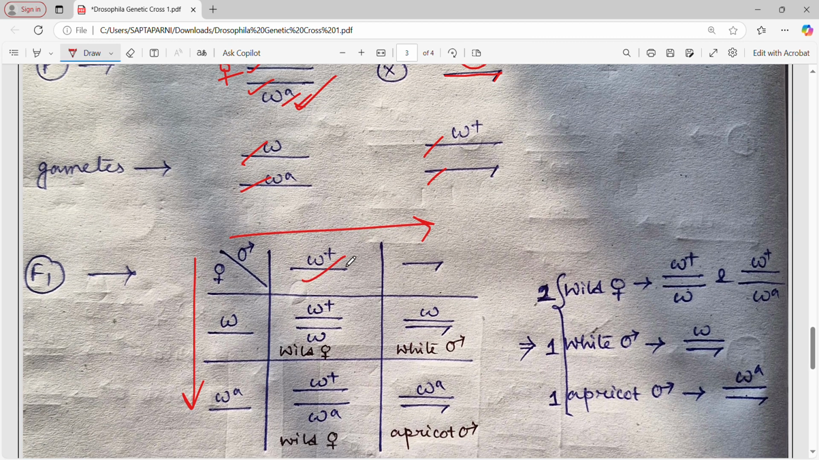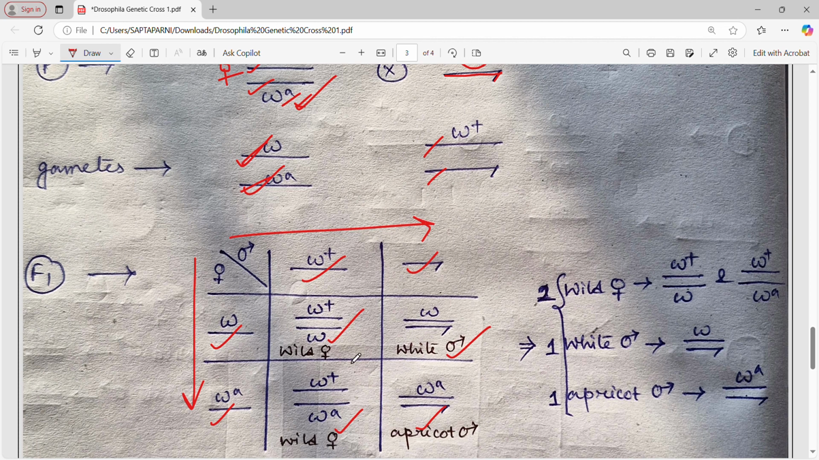Gametes from father are W plus and Y chromosome, and gametes from mother are W and WA. See here, W and WA. When you cross, you will get W plus W, which is a wild female. Then W and Y chromosome, it is a white male. Then W plus WA, it is a wild female, and WA and Y chromosome, that is an apricot male.